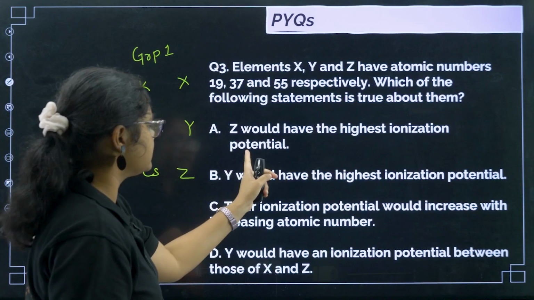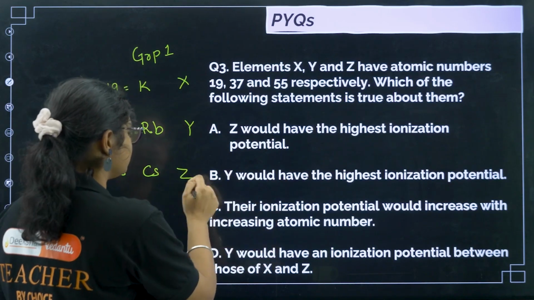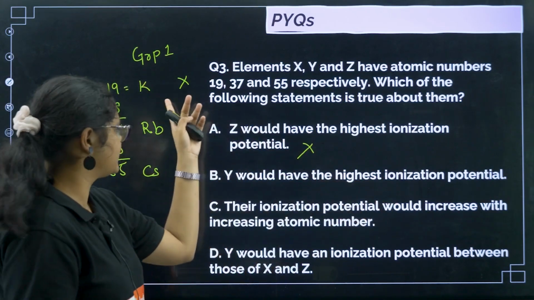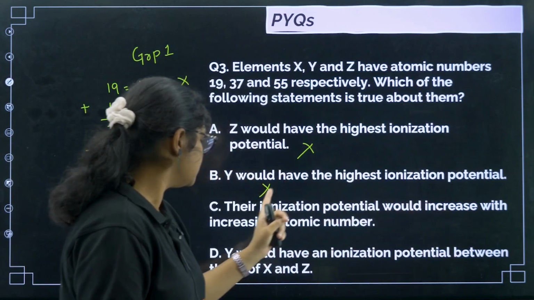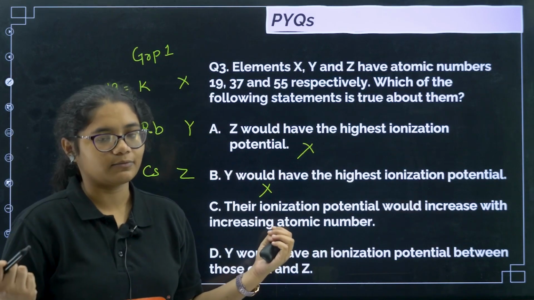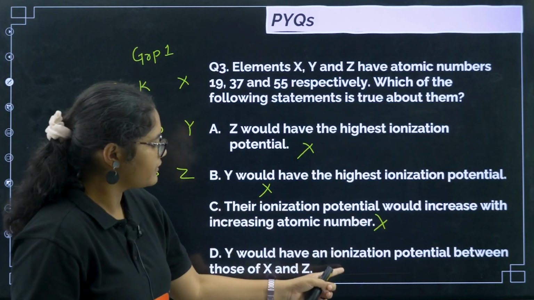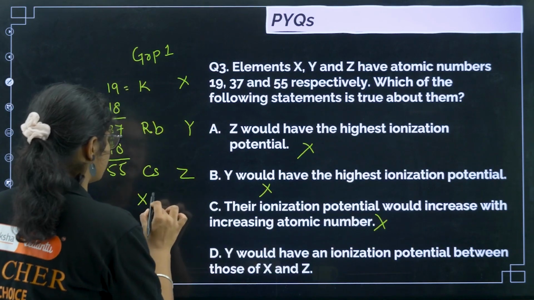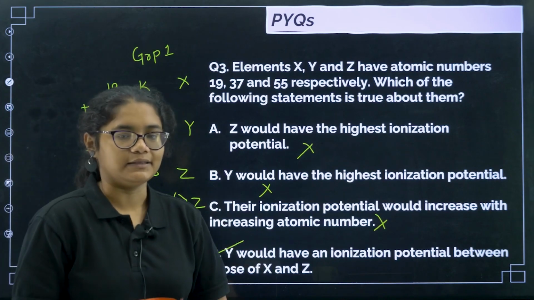Z would have the highest ionization potential. No, down the group ionization potential decreases, so Z will have the least, so this is wrong. Y would have the highest ionization potential. No, X will have the highest, so that is also wrong. Their ionization potential would increase with the increase in atomic number. Ionization potential does not increase with atomic number, right? It decreases with the increase in atomic number. This is also wrong. Y would have an ionization potential in between X and Z. Yes, that is correct, because the order is like this: X, Y and Z. Okay, so the correct answer is option number D here.